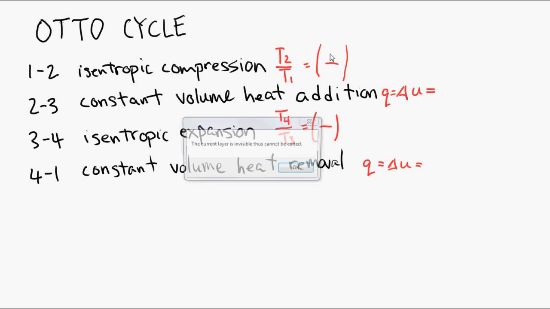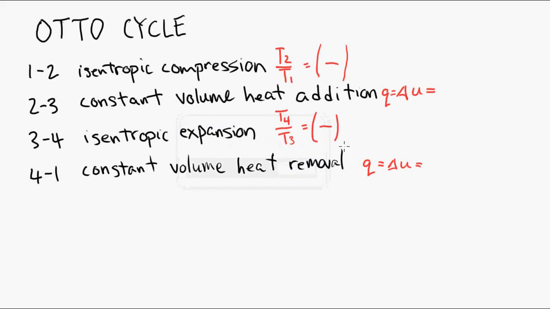So for T2 divided by T1, we have V1 over V2 to the exponent of k minus 1. Note that here we have T2 on the top, and here is V1 on the top. For the constant volume heat addition, Q is equal to delta U, which is equal to CV, T3 minus T2.